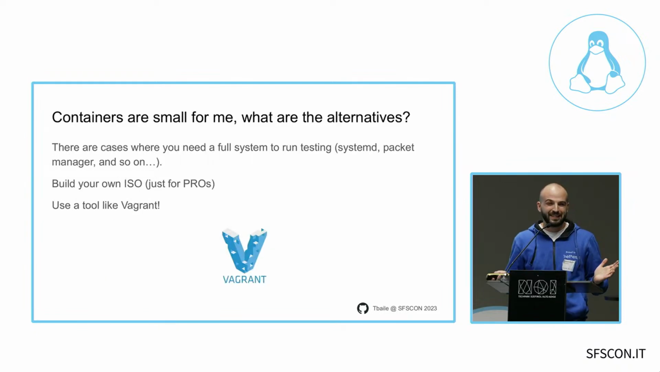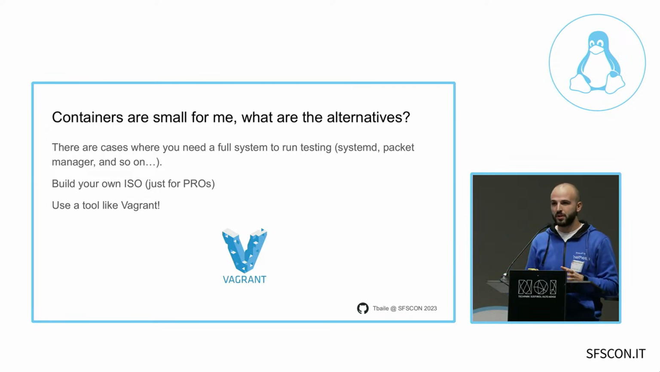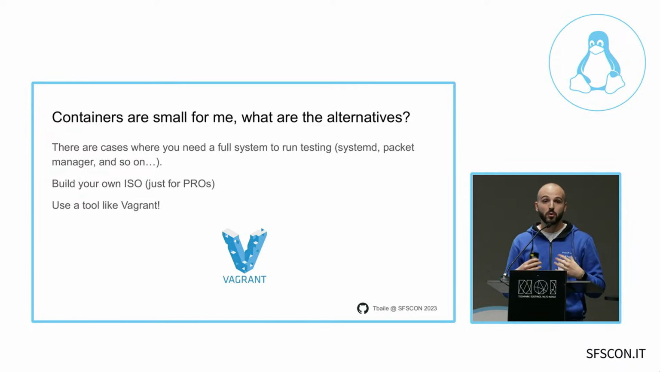However, they are not all. Sometimes you need something else. You need something more powerful or more complex than that. You need a kernel extension or whatever. There are quite a few alternatives. They are not perfect, but most of them revolve around building images and VMs, full VMs.